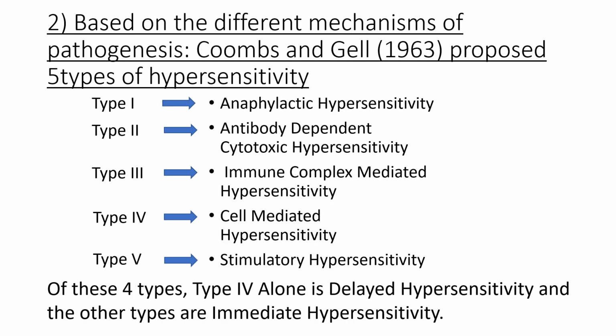Based on the different mechanisms of pathogenesis, Coombs and Gell in 1963 proposed 5 types of hypersensitivity. Type 1, anaphylactic hypersensitivity. Type 2, antibody-dependent cytotoxic hypersensitivity. Type 3, immune complex-mediated hypersensitivity. Type 4, cell-mediated hypersensitivity. Type 5, stimulatory hypersensitivity. Of these, type 4 alone is delayed hypersensitivity and the other types are immediate hypersensitivity.